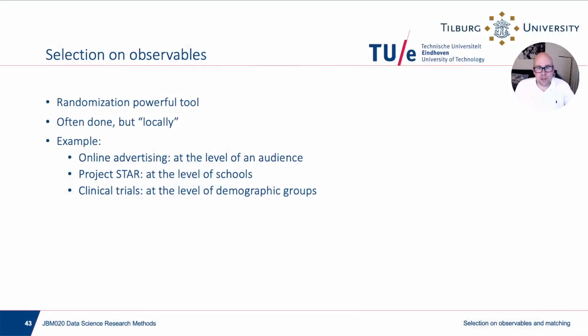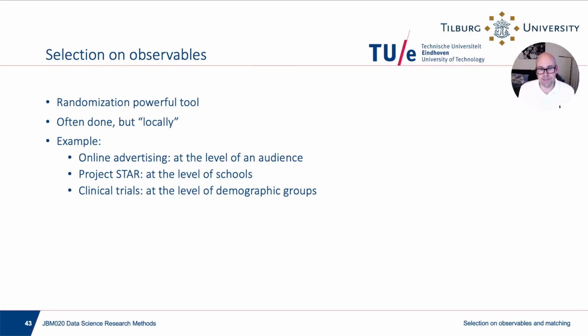What is selection on observables? We have heard before that randomization is a powerful tool. We use it to overcome selection problems and to estimate causal effects. So it's actually often done in practice, but when you look at it, it's done locally.